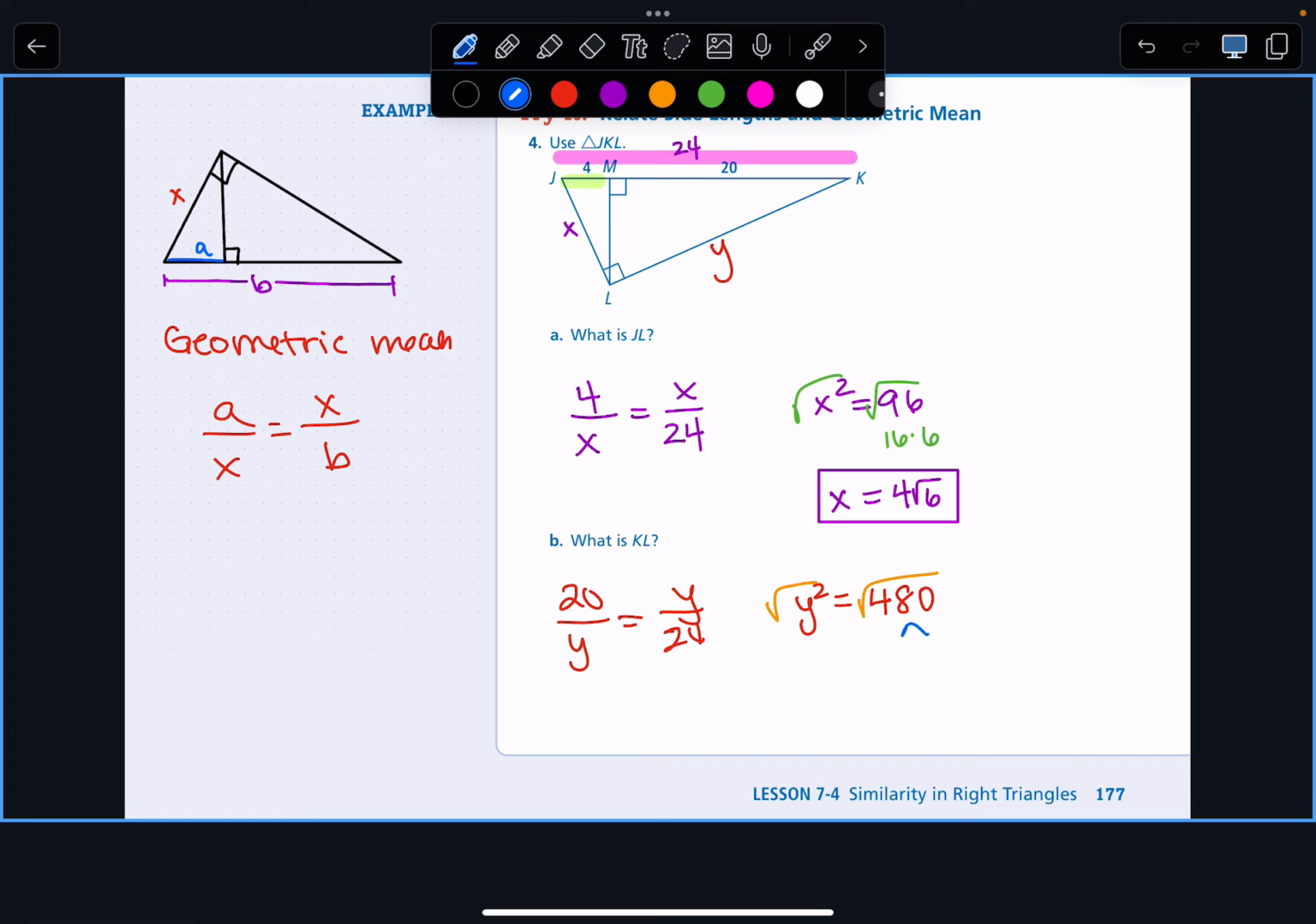16 times what? 30. 16 times 30? Yeah, I trust the calculator. So 4 square root 30? And in 30, there are no perfect squares. 3 and 10. 6 and 5.